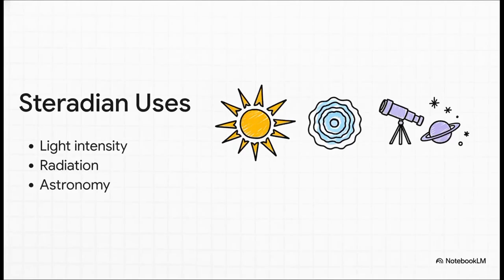Because it measures how things spread outward in 3 dimensions, the steradian is incredibly vital in real-world science. It's primarily used in measuring light intensity, analyzing how radiation disperses from a source, and it's heavily utilized in astronomy to measure the vast 3-dimensional fields of the cosmos.